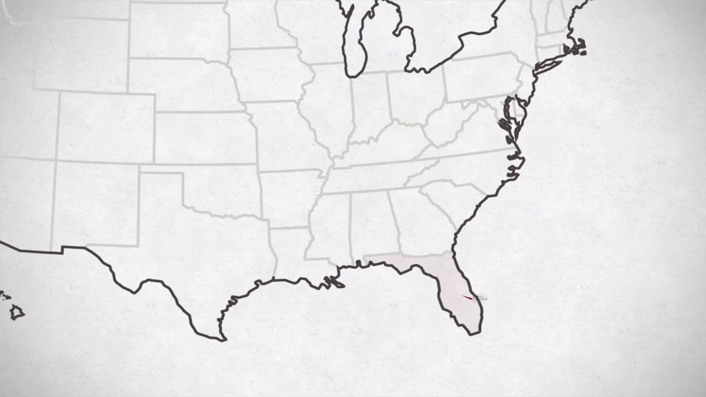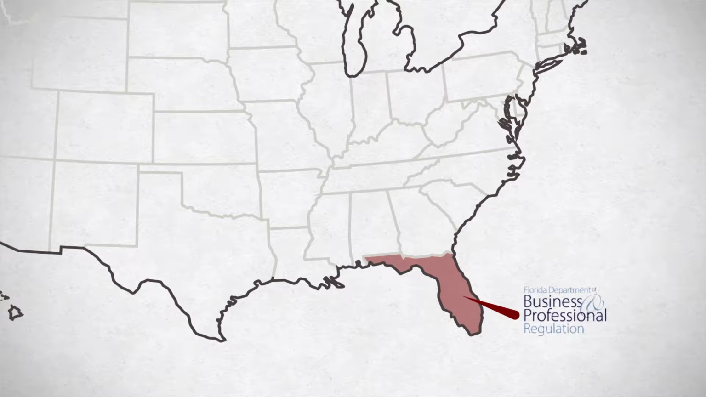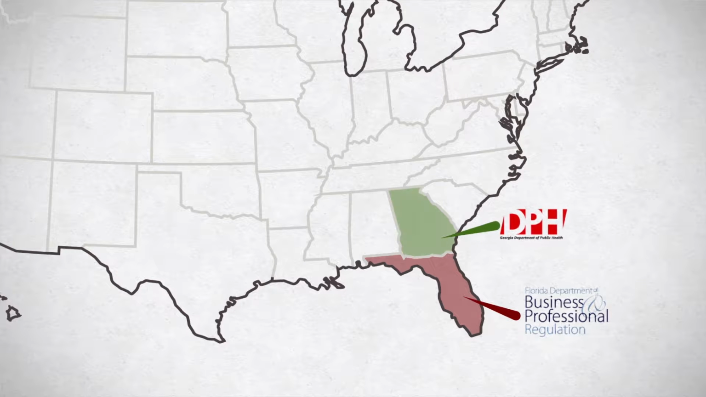Depending on your jurisdiction, certain food establishments are regulated by certain departments. For example, the Department of Business and Professional Regulation is the regulatory agency in Florida, and the Georgia Department of Public Health is the regulatory agency in Georgia.